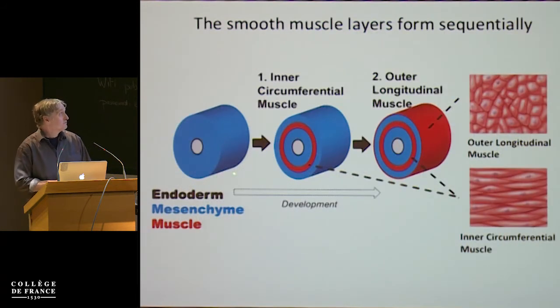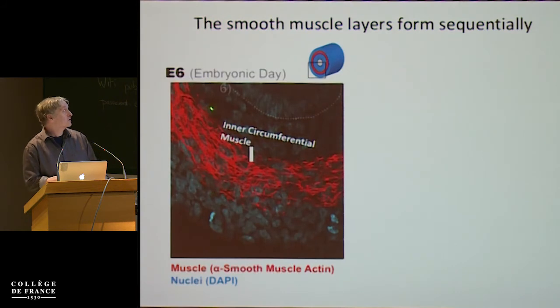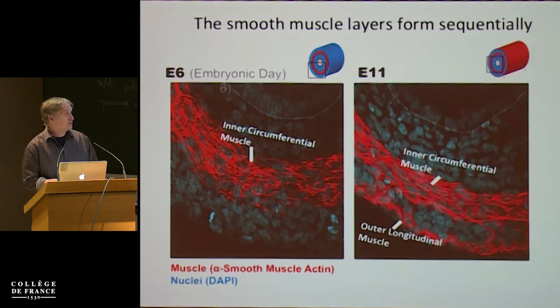Now, these muscle layers develop over time sequentially. It's very important for the story I'm going to tell, and I'm going to tell 2 halves to the story, but for both halves, it turns out to be important that the first layer that forms is the inner layer, the circumferential layer, and the second layer is the longitudinal layer. You can see that here. This is at an early stage, embryonic day 6 in the chick, where you have the circumferential layer but not the outer layer. Subsequently, you get the second layer here.